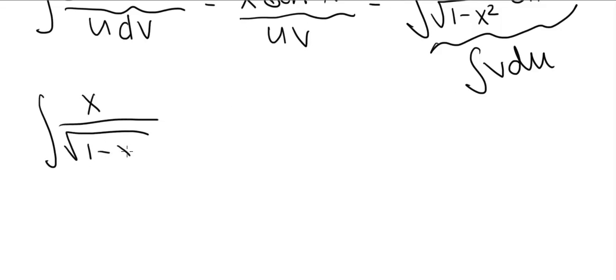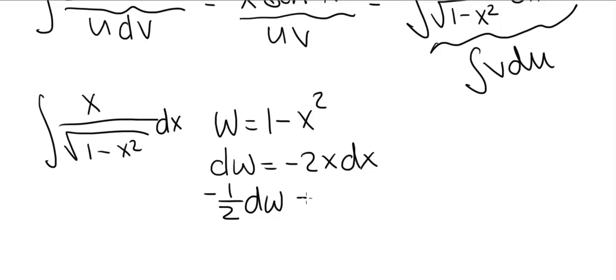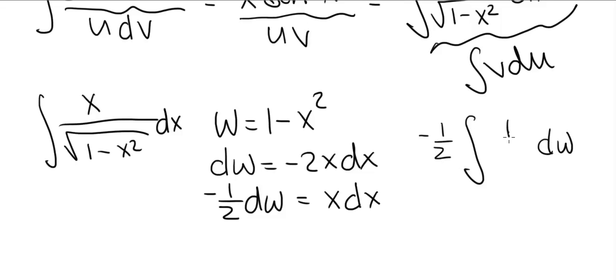We are going to let w equal the contents of the radical in the denominator, 1 minus x squared. dw equals minus 2x dx. So minus 1/2 dw equals x dx. So x dx is minus 1/2 dw. We have a 1 here, and then the square root of w in the denominator.